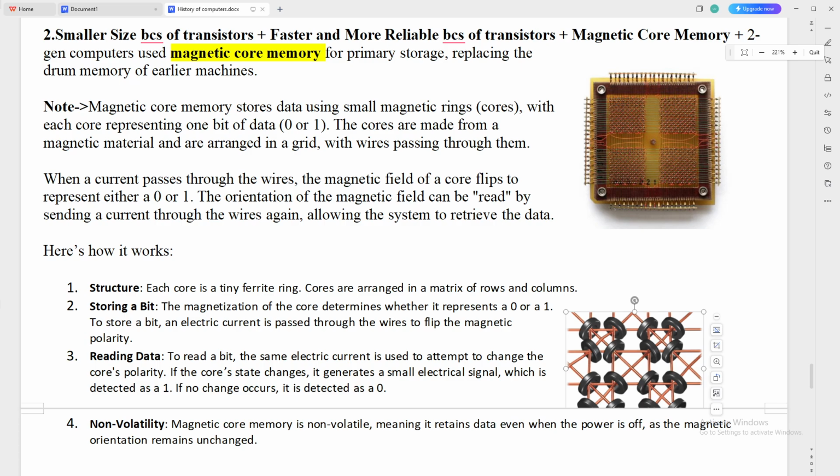When current passes through the wires, the magnetic field of a core flips to represent either a 0 or 1. The orientation of the magnetic field can be read by sending current through the wire again, allowing the system to retrieve the data. So once the current flows, it flips, and the orientation becomes 0 or 1. When you read the data, at that time it flips again, and you get what is really stored in it.